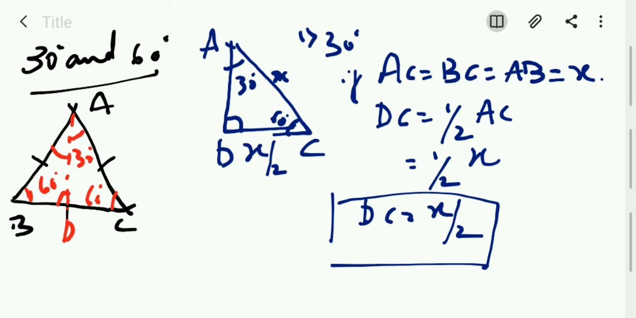Look, it is very simple, guys. In an equilateral triangle, all sides are equal. Now if all sides are equal, so obviously if I'm dissecting exactly at the middle, this part will be half of BC or half of AC or half of AB. Anything is similar, right? Now it is X by 2. Is it simple? We have got the value of DC, which is nothing but X by 2, right?